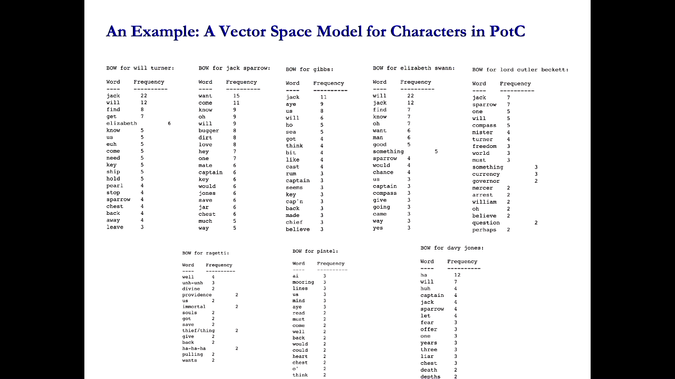So, here's what I did. I thought this would be sort of interesting experiment. I'm not sure it worked out very well, and I want you to maybe give me some advice why it didn't work out so well. I took these eight characters from Pirates of the Caribbean, and you did Elizabeth Swann and Jack Sparrow, but I did it for everybody else. So here are the 20 most common words from Will Turner, Gibbs.